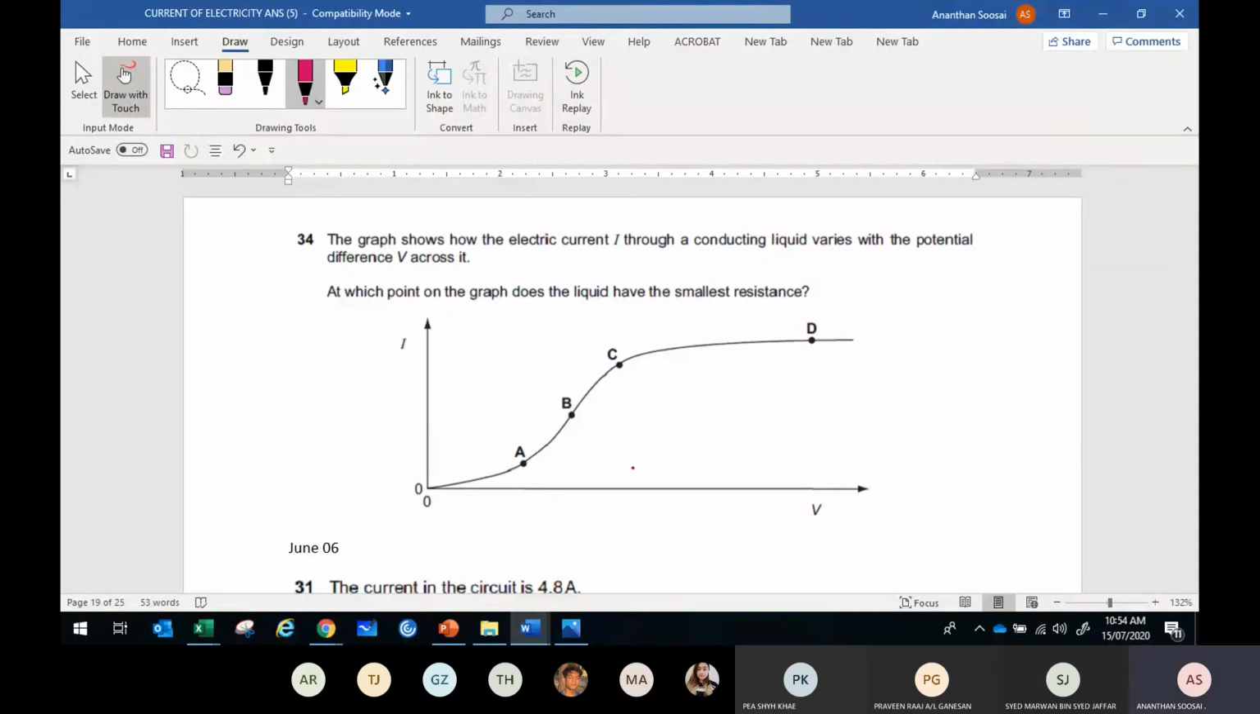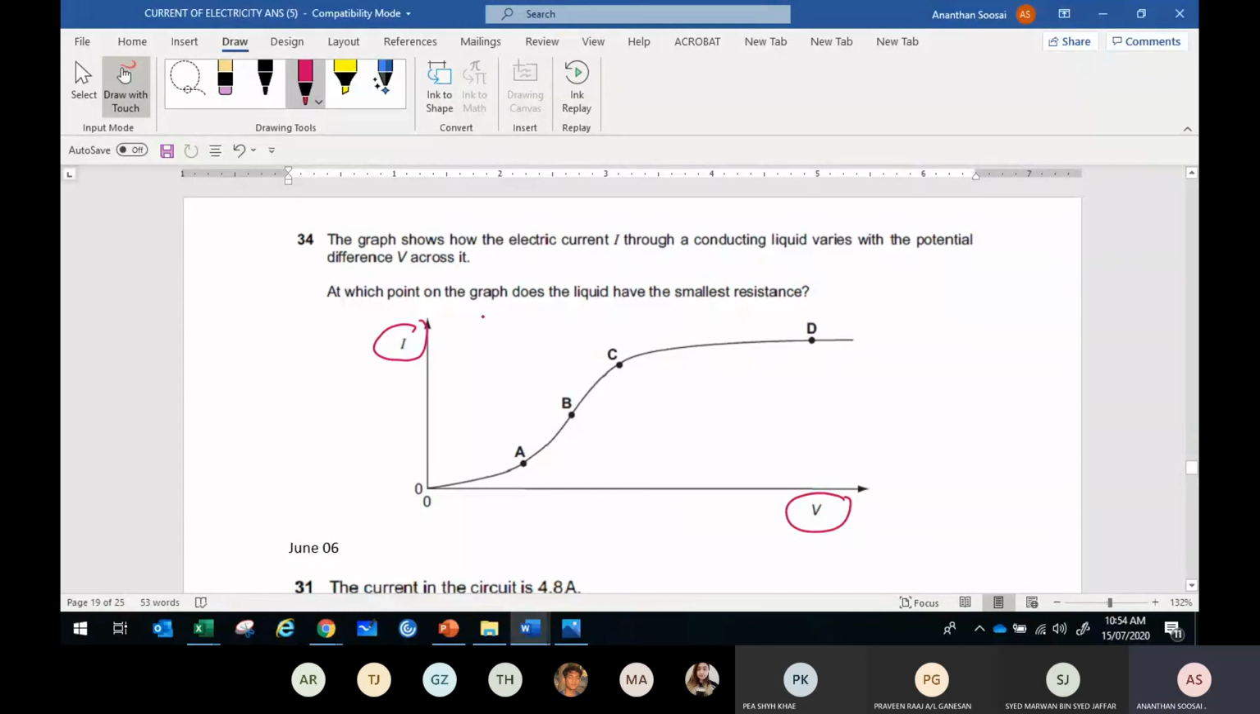At which point is the resistance the smallest? So how do you find which resistance is the smallest? Please submit your answer. Which answer do you think: A, B, C, D, which one? This is an I versus V graph.